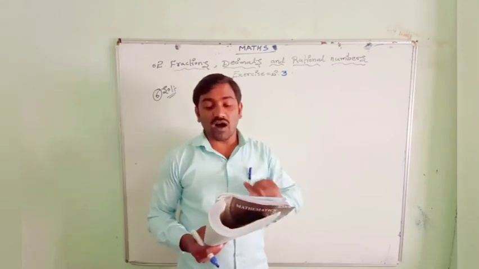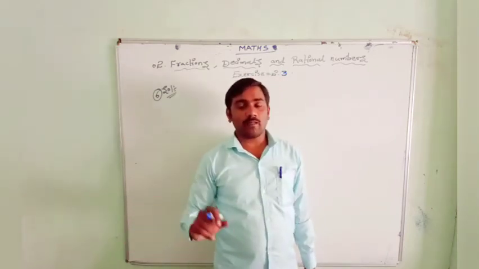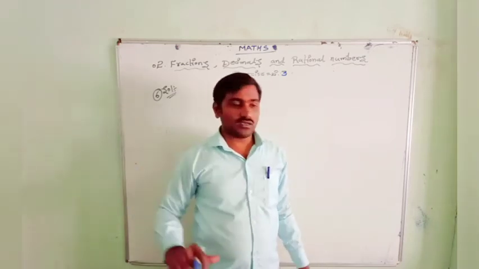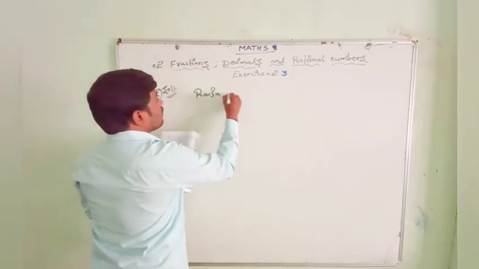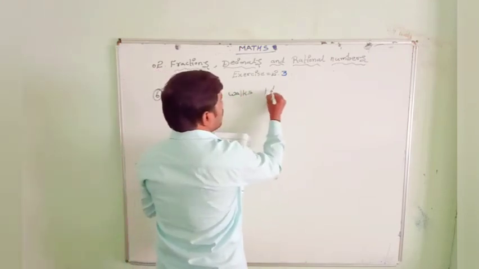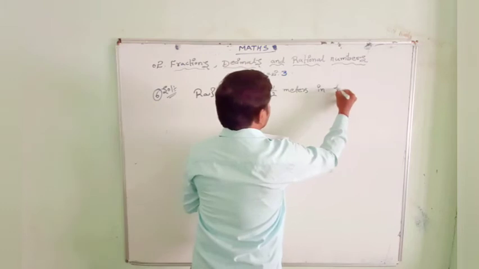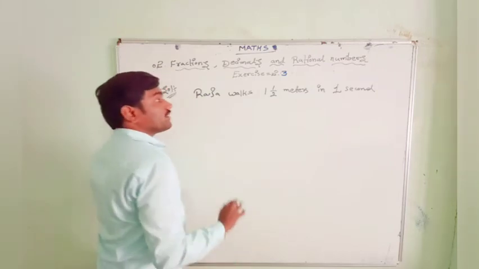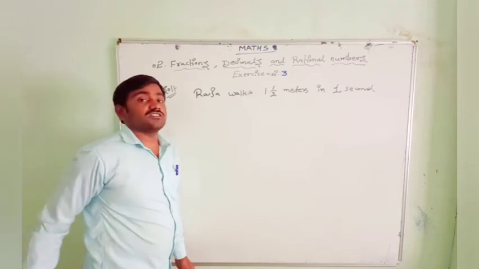How much distance will he walk in 15 minutes? In 1 second, he walks 1.5 meters. Then in 15 minutes, how much distance will he walk? That means Raja walks, here let us write, Raja walks 1 whole 1 by 2 meters in 1 second. Then how much distance will he travel in 15 minutes?